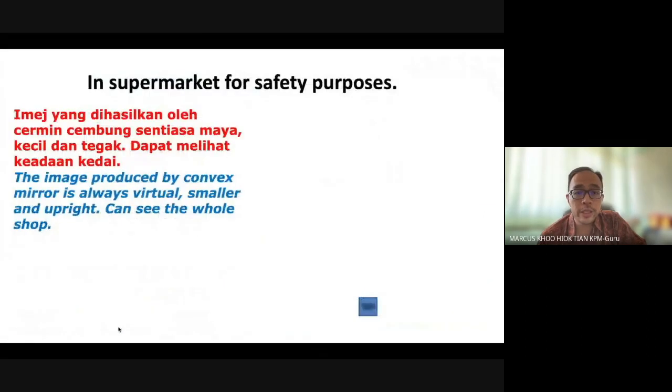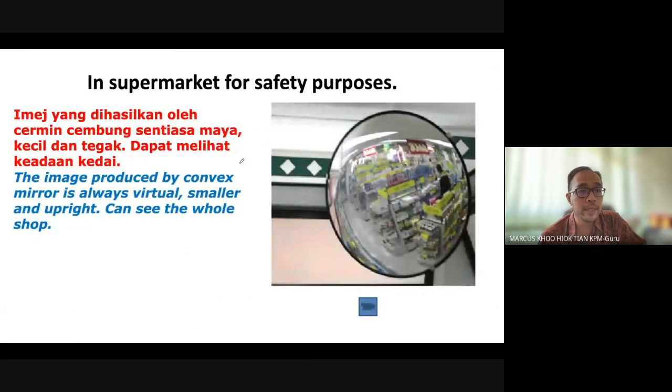So I just want to show you the supermarket mirror for the same thing. The supermarket mirror, also the same thing. Convex is always virtual, smaller, diminished: virtual, upright, diminished. You can see the whole shop. Wider field of vision because everything is smaller.